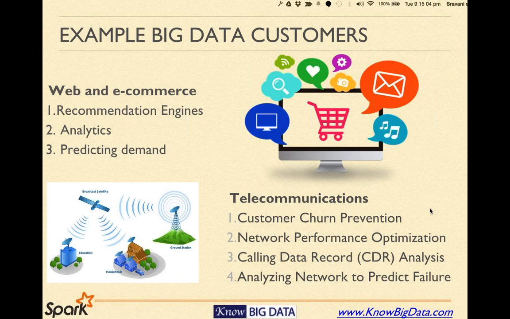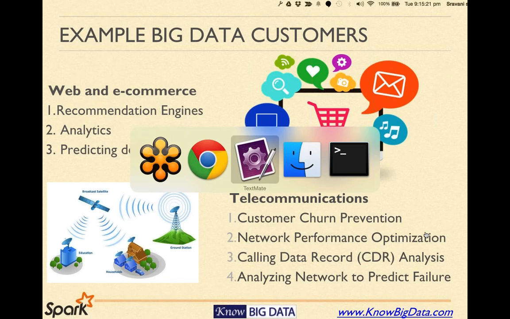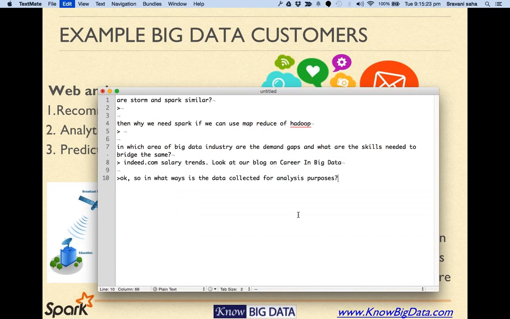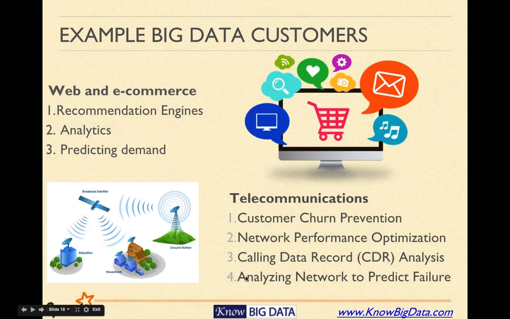All right. And then there is analyzing network failure. Network failure can be predicted based on various kinds of signals that they receive from various towers and equipment. This is a common practice and they are actually doing it. And that can be done because the data in the case of telecom companies is really huge. So you cannot analyze network failure prediction without a big data system in place.